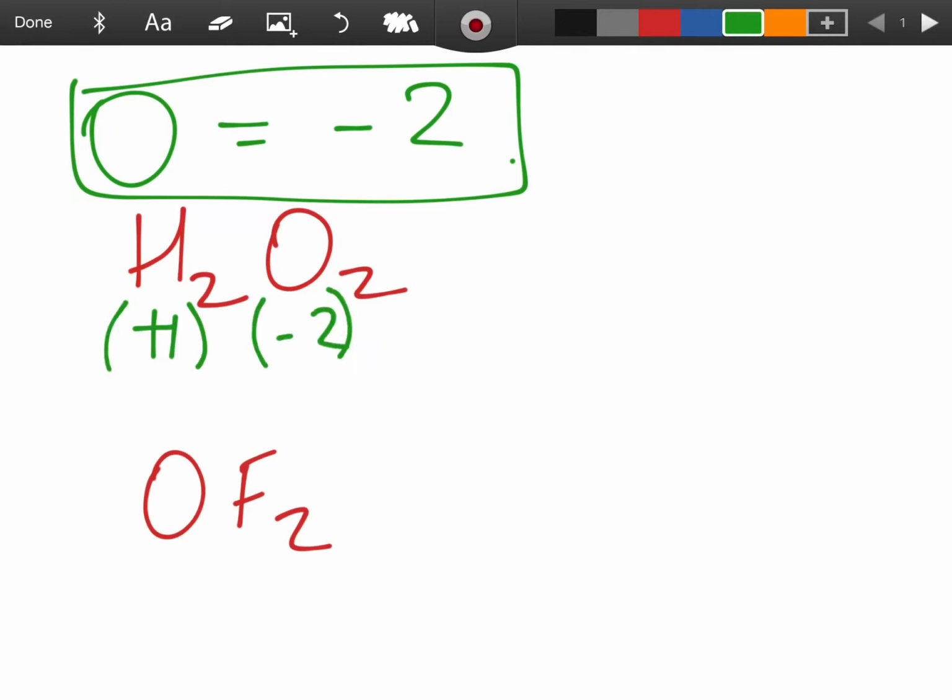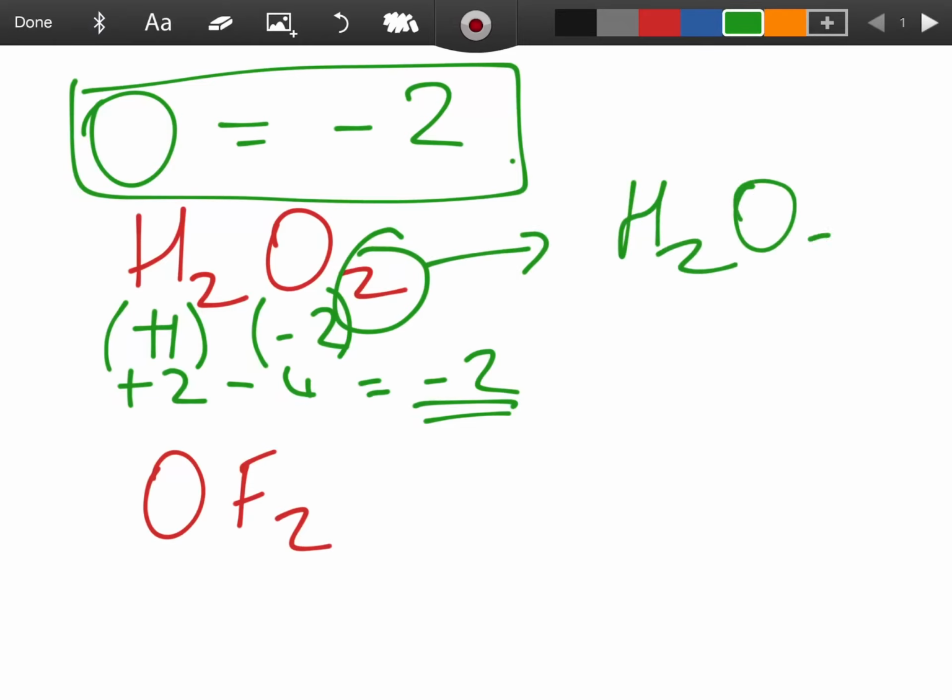Now, rule number 3 says that the numbers have to add up to give you 0, okay? So hydrogen is +1, oxygen is -2. Just pretend we're saying oxygen is -2. Do our multiplication, -4.